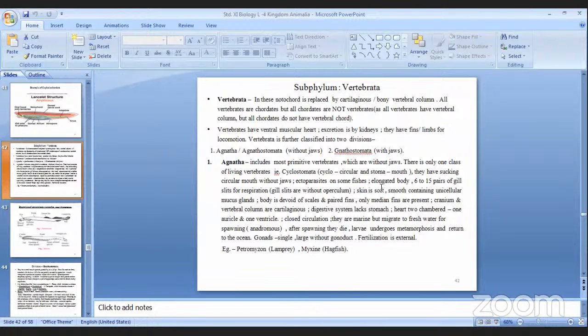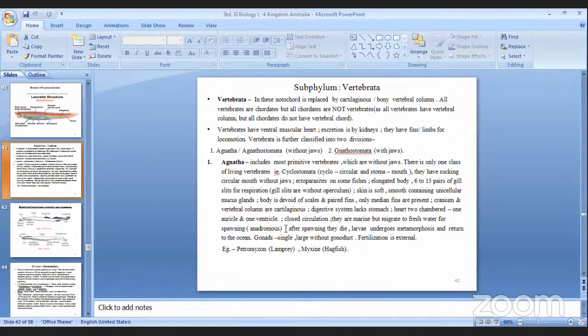Then they have an elongated body, and 6 to 15 pairs of gill slits for respiration are present. In this case, gill slits are without operculum. Operculum is a thin membrane that covers the gill slits, so here it is not present. Skin is soft and smooth, containing unicellular mucus glands. The body is devoid of scales and paired fins. Only median fins are present.